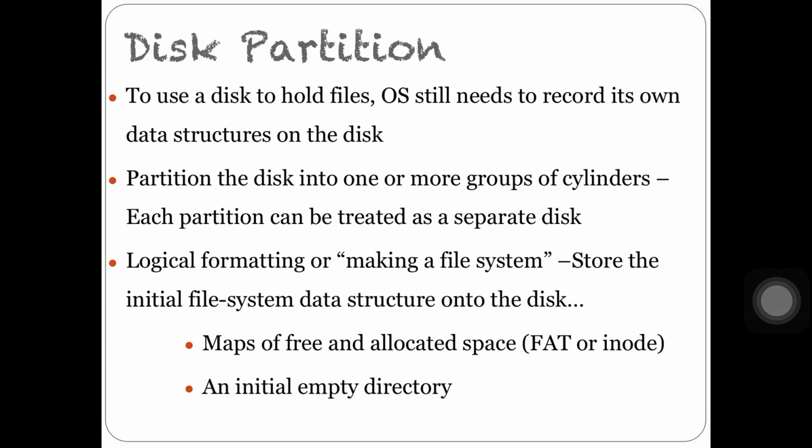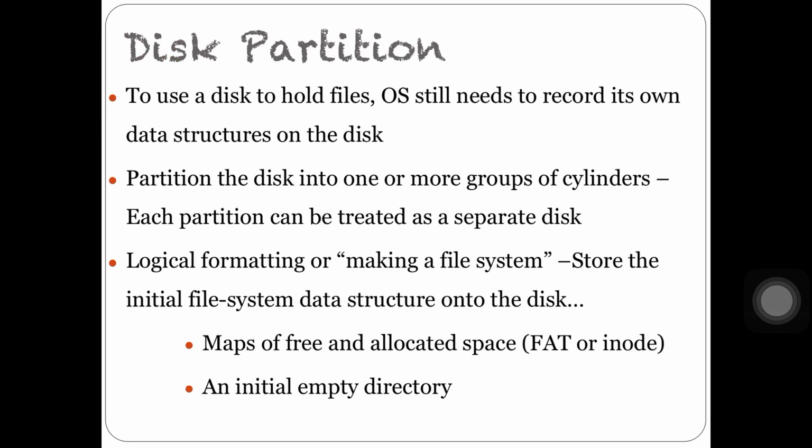So to use the disk to hold files, the operating system needs to record its own data structures on the disk. It is done in two steps. The first step is partition. Here we partition the disk into one or more groups of cylinders. Each partition can be treated as a separate disk. Though they are separate cylinders, they can be considered as separate disks.